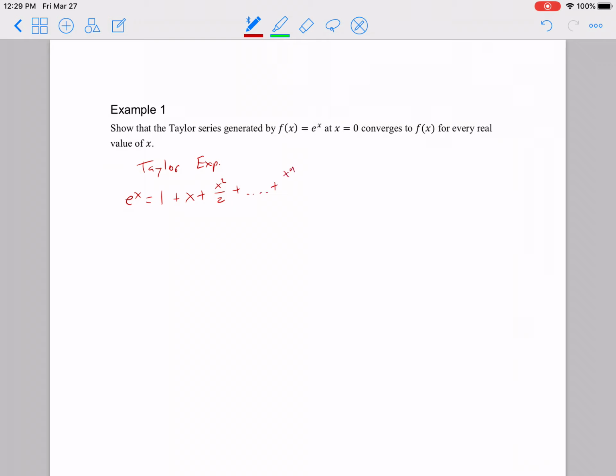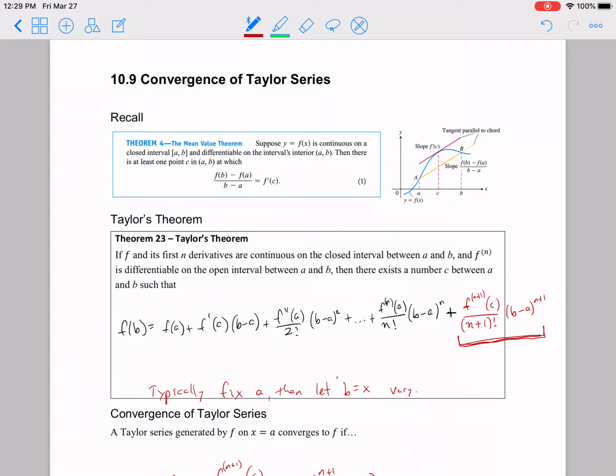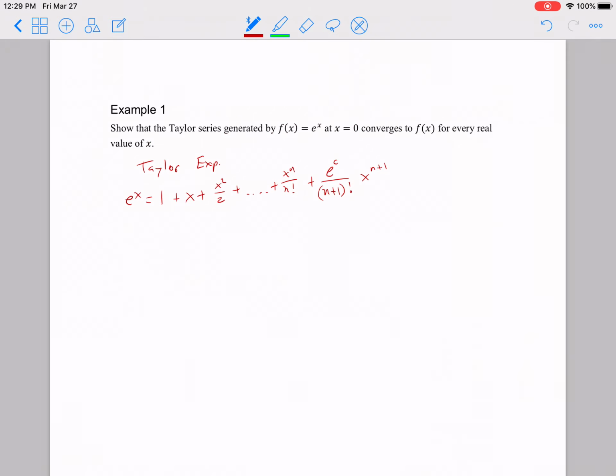Plus x to the n over n factorial, plus, and then we're going to have something here. We'll have e to some value c that's in the interval between 0 and x, over n plus 1 factorial times x to the n plus 1. Because remember, we're letting b go to x, right? We're letting b go to x. And so we've got that here.